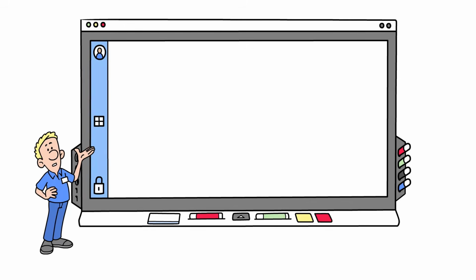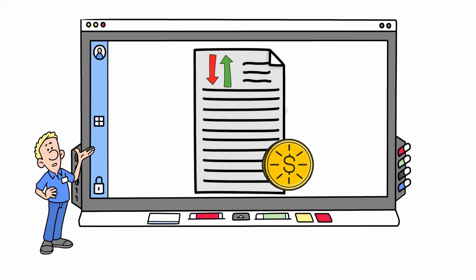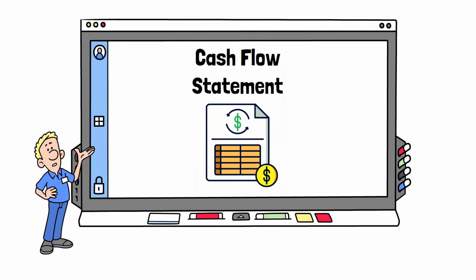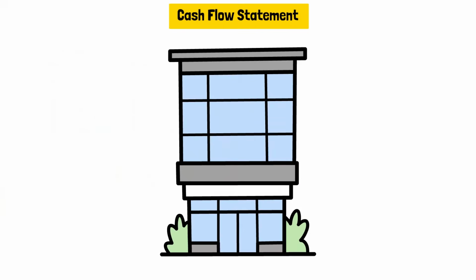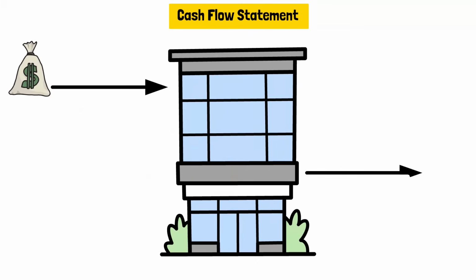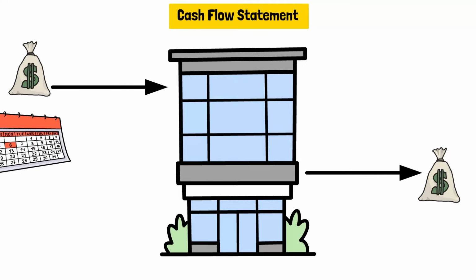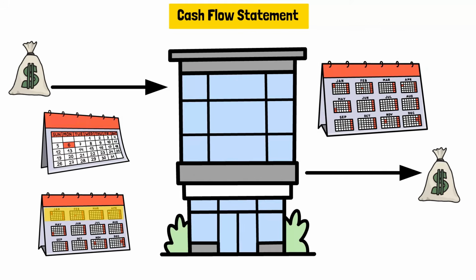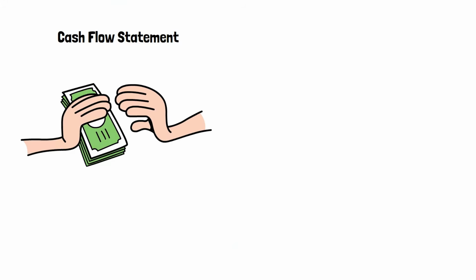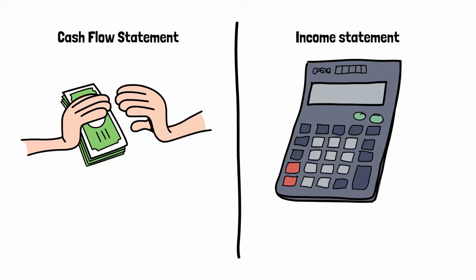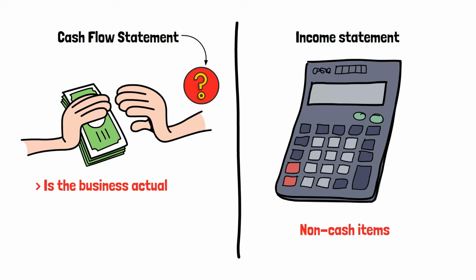Today we're diving into one of the most essential financial statements in business, the cash flow statement. A cash flow statement shows how cash enters and leaves a business during a specific period, usually monthly, quarterly, or annually. It tracks the actual movement of cash, unlike the income statement, which is based on accrual accounting and includes non-cash items. In short, the cash flow statement answers one big question. Is the business actually generating cash, and where is it going?